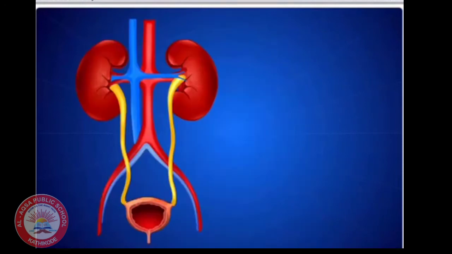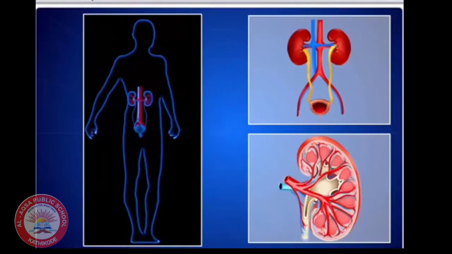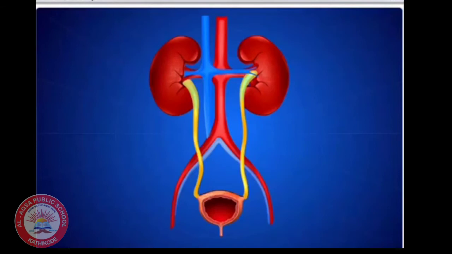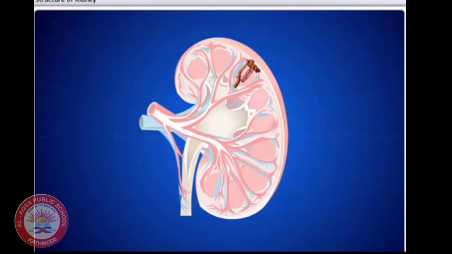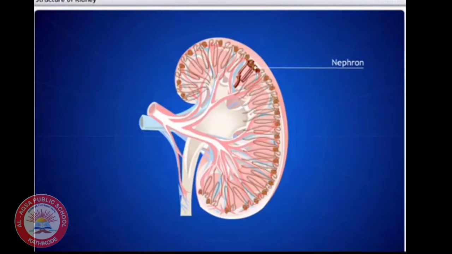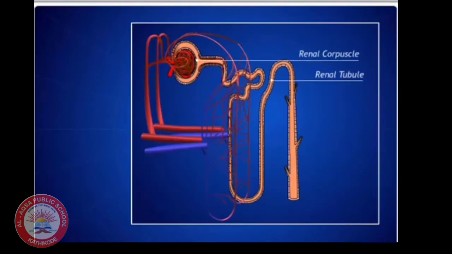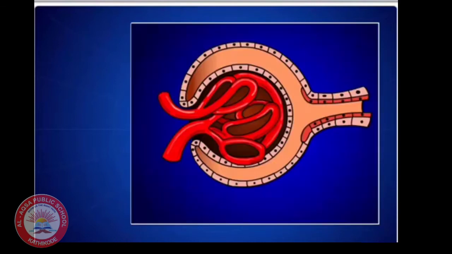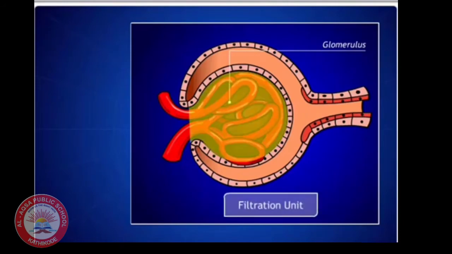The kidney performs various important functions. They excrete excess water, salts, and urea in the form of urine. Each kidney has a large number of filtration units called nephrons. These are the functional units of kidney. Each nephron consists of a renal corpuscle and a renal tubule. The corpuscle consists of a large number of tiny capillaries called the glomerulus. This is called the filtration unit.